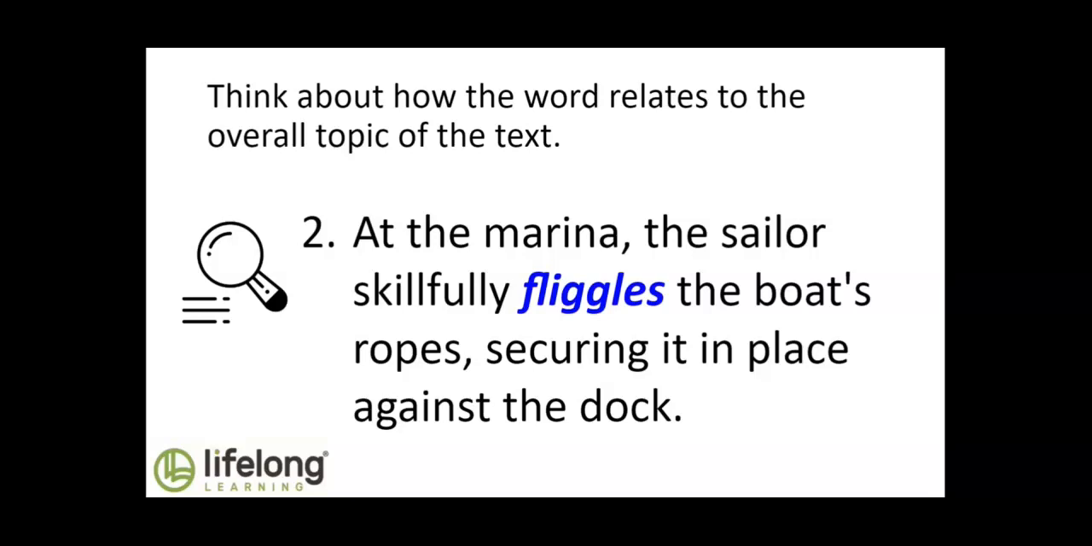If we think about how it relates to the overall topic of the text or everything that is being said in this sentence, that means looking at the next part of the sentence where it says it's securing it in place against the dock. So this gives us some clues that we're going to consider. So we're considering that he's doing something, that he's fliggling something. It has to do with a boat. It's securing something in place, and there's ropes. So let's take a look at the next page.